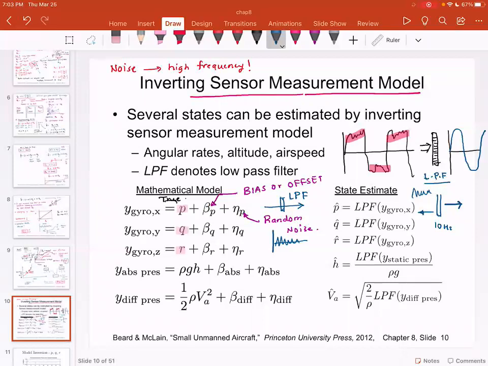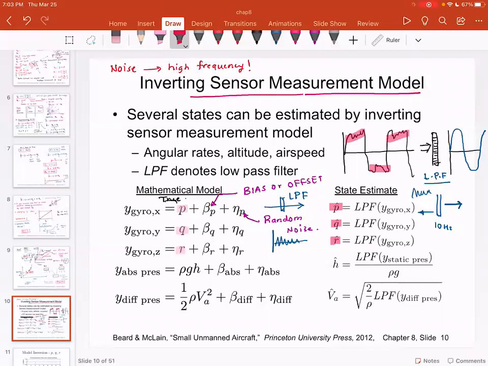So you get an estimate, and it is very important. This is not the actual value of P. This is P hat. Hat stands for estimate. You get an estimate of the angular rate about X, an estimate of the angular rate about Y, and an estimate of the angular rate about Z. And since bias is usually constant, you can cancel it out.